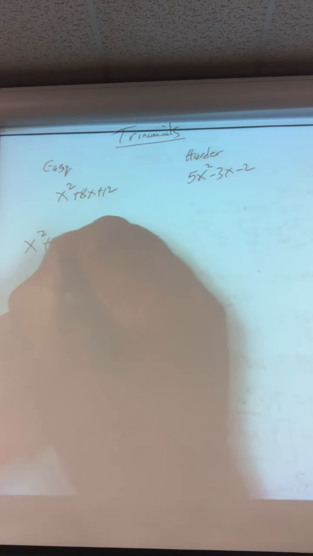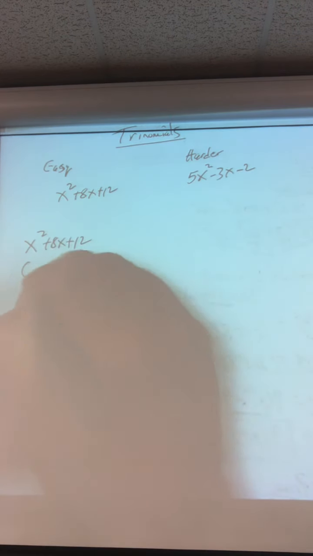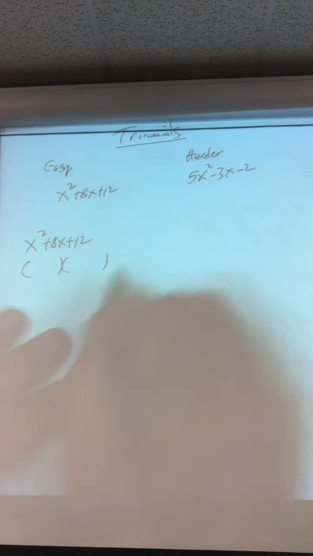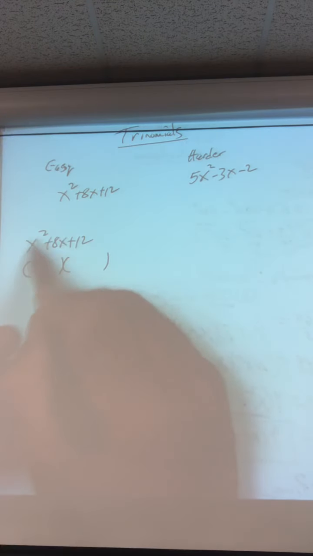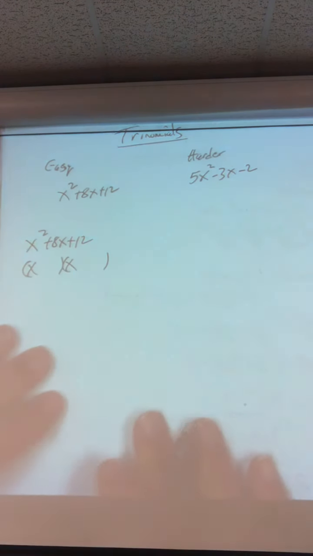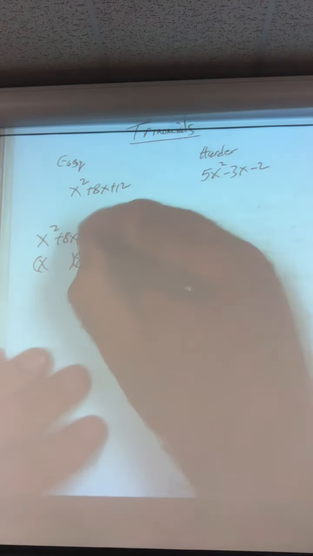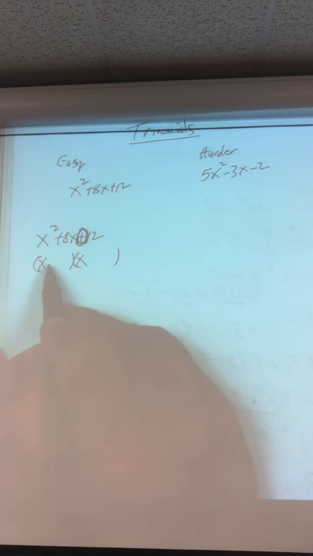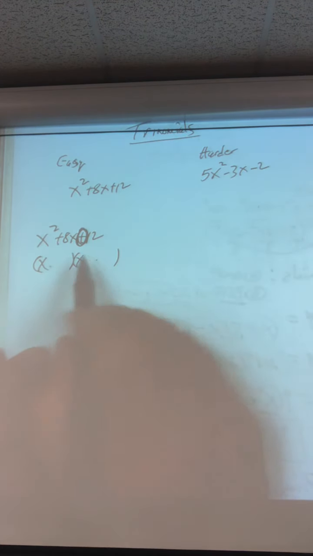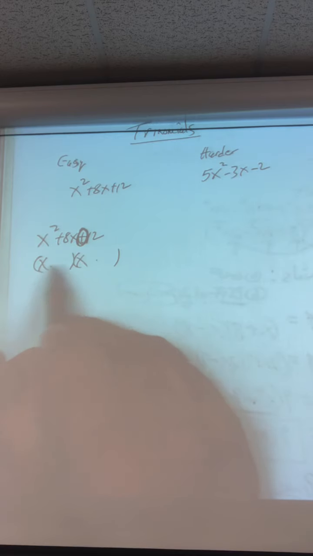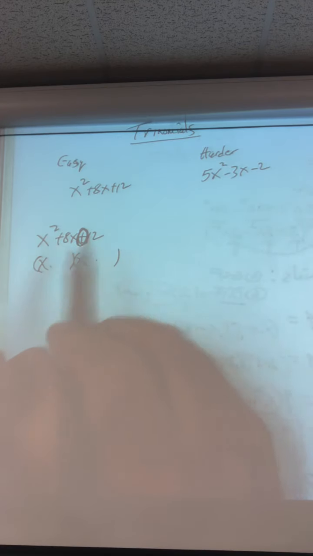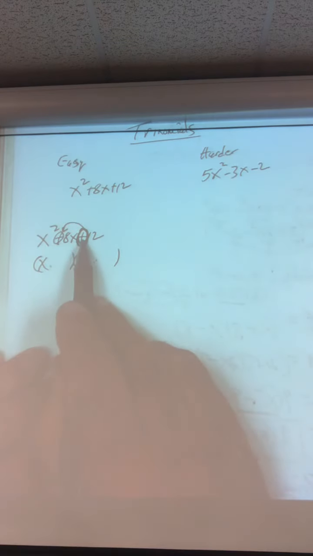x squared plus 8x plus 12. Now again, I'm not teaching you this, I'm reviewing. All right, this is the easy case. The x squared always breaks up x times x. That's why we call this the easy case. If this is a plus, this means the signs down here are the same. If this is a minus, the signs down here are different. Now, this is a plus, so the signs are the same. This tells you what they're going to be. So this says the signs are the same, both plus.